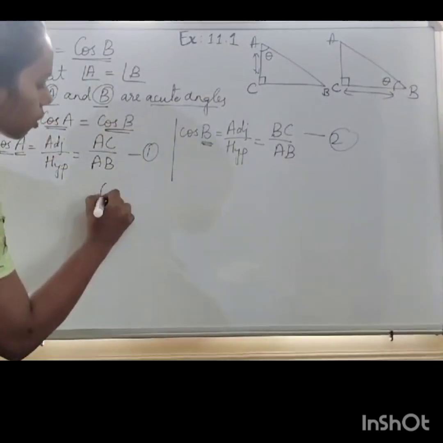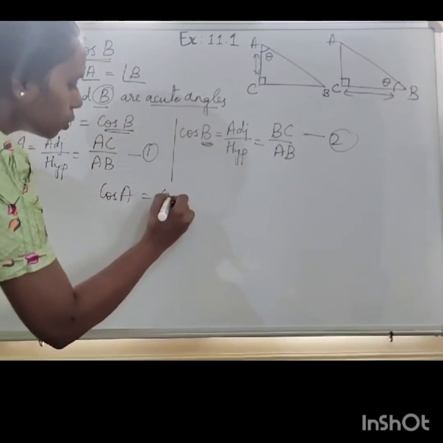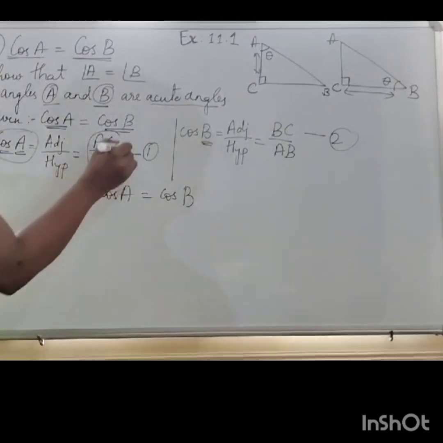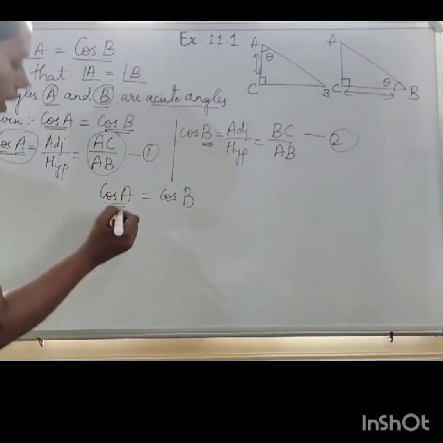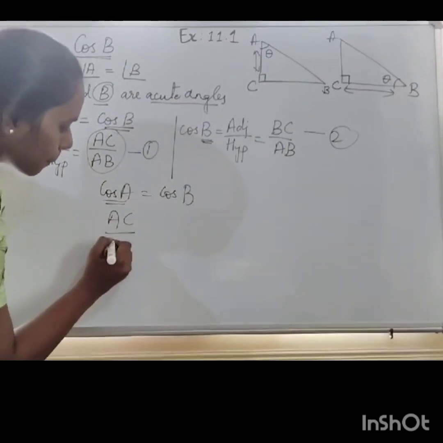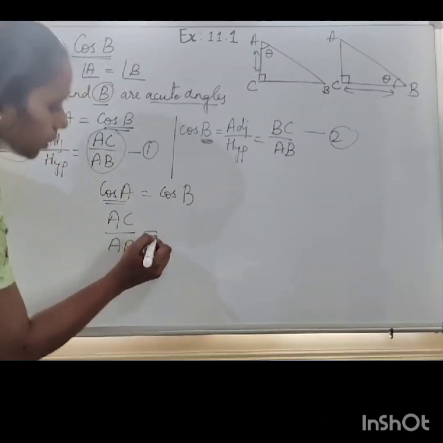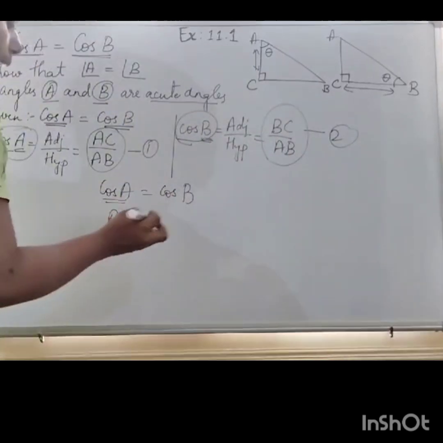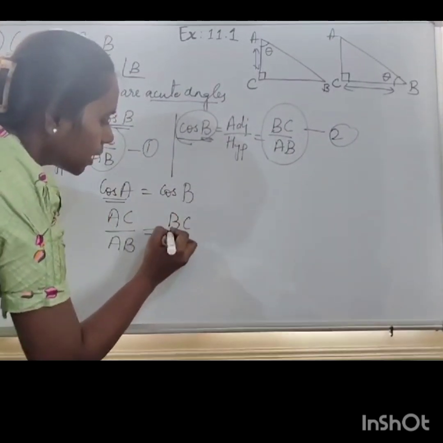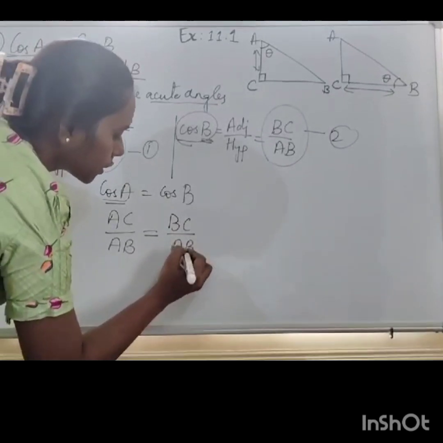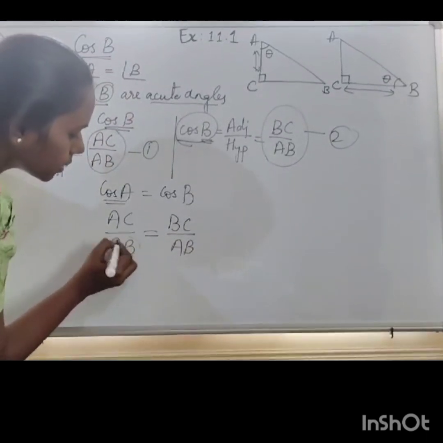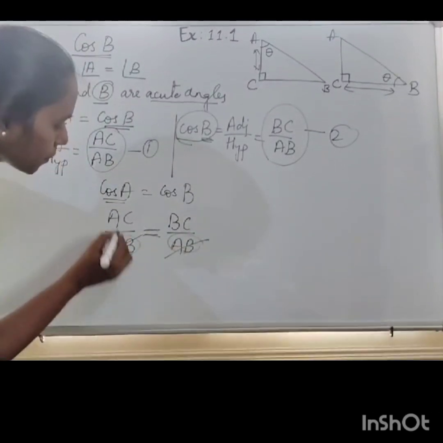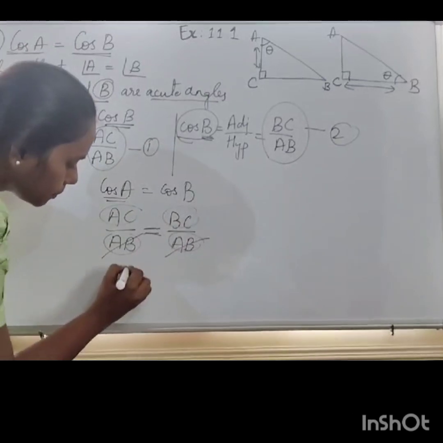Now they have given that cos A is equal to cos B. So the cos A value is AC by AB. So in place of cos A, we will substitute AC by AB is equal to cos B. The value for cos B is BC by AB. We will substitute in place of cos B its value BC by AB. Now we can see the denominators on either side of the equal sign are the same, so they will get cancelled. So AC is equal to BC.